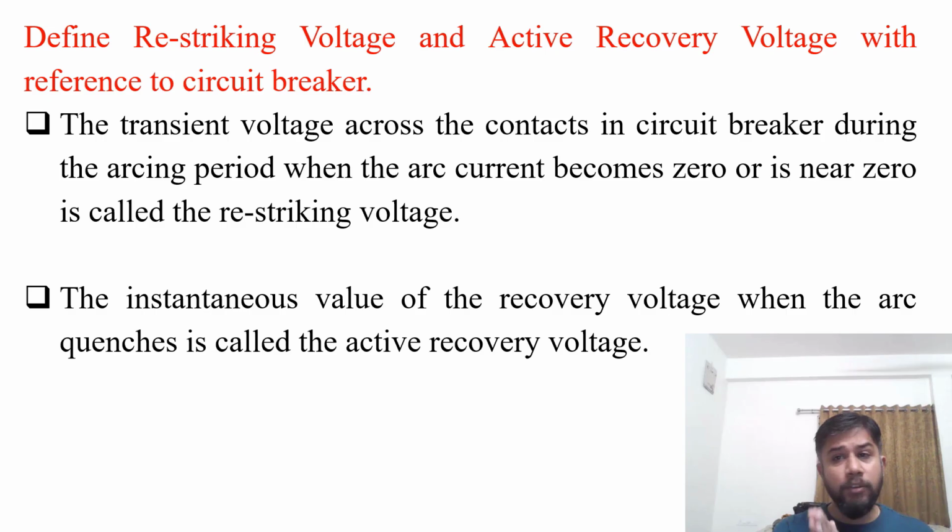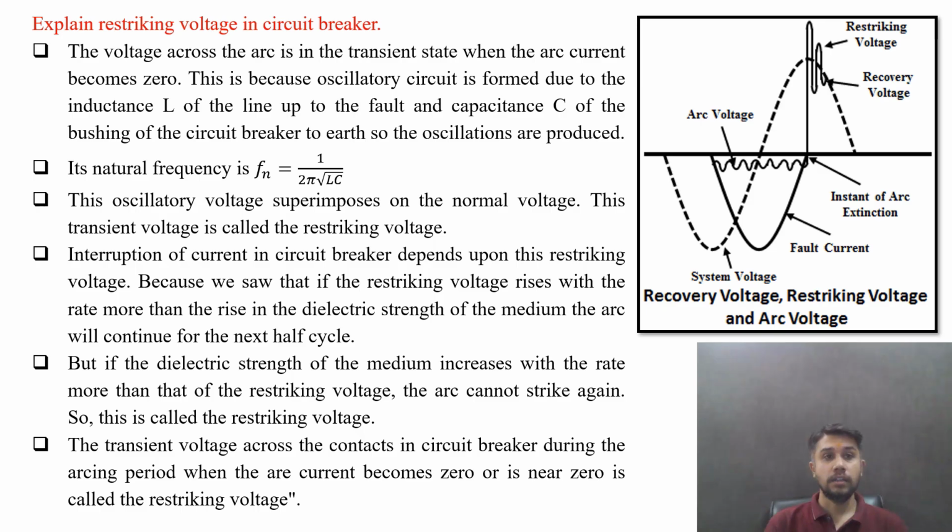Now what about the active recovery voltage? The instantaneous value of the recovery voltage at the moment when the arc quenches, meaning the arc is completely extinguished, is known as the active recovery voltage. So this is the way of defining restriking voltage and active recovery voltage with reference to circuit breaker.